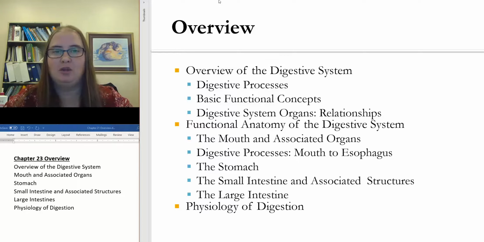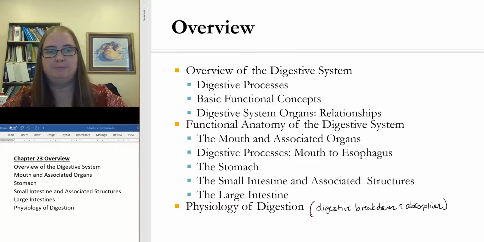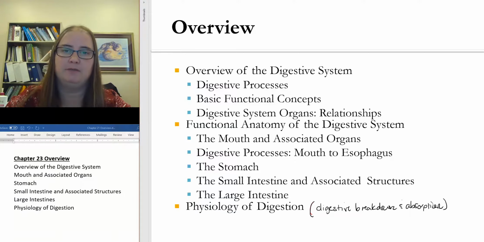And really, when we talk about the physiology of digestion, we're talking about digestive breakdown and absorption. So I know you guys cringe when you see the word physiology. This is a very simple physiology and a lot of memory. It's just pure memorization in terms of the enzymes that are required, for example, for breaking down different foodstuff. Again, we'll talk about that towards the end of this lecture.